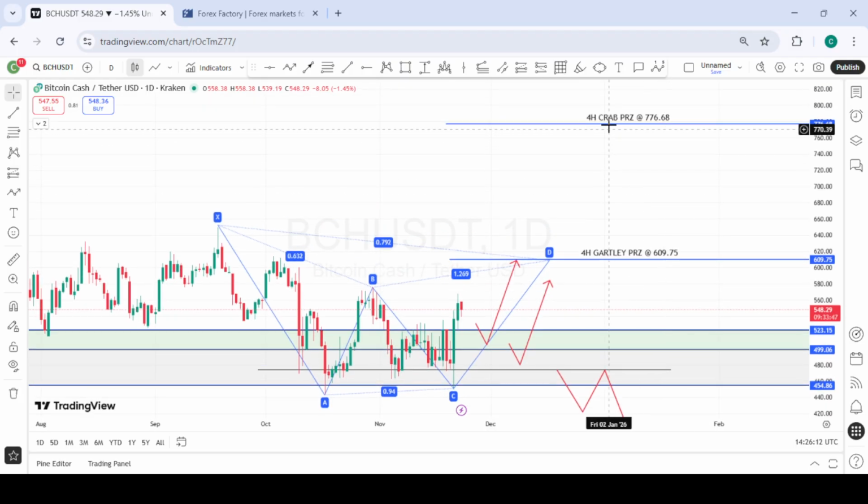There's also another target we have above. That's if price is able to break strongly above this zone, the price can also head to $776 per Bitcoin Cash.